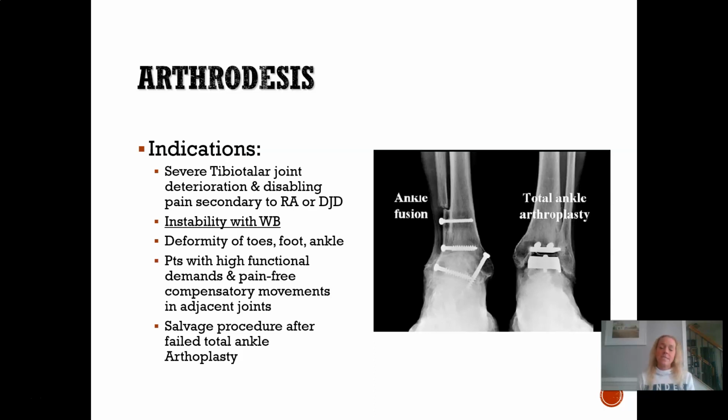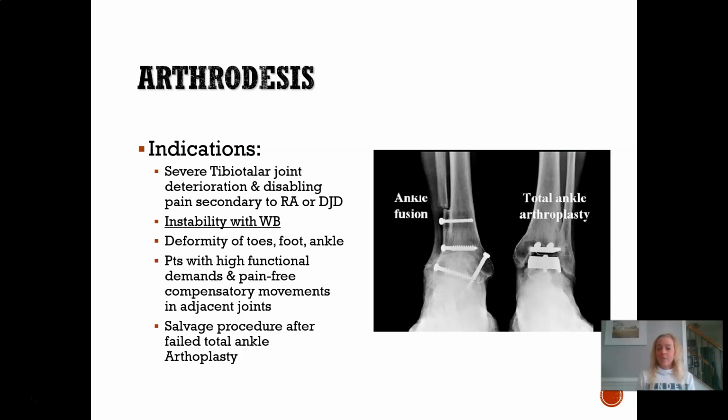So an arthrodesis would be indicated if there is severe joint deterioration and disabling pain. So again, that's the same as for a total ankle arthroplasty. And if there's also instability with weight bearing. Again, the total ankle is not going to do anything for someone with instability at the ankle. The arthrodesis will help to increase stability at the ankle.